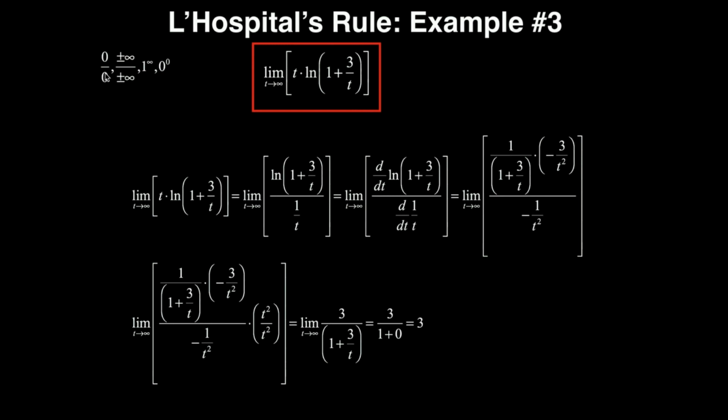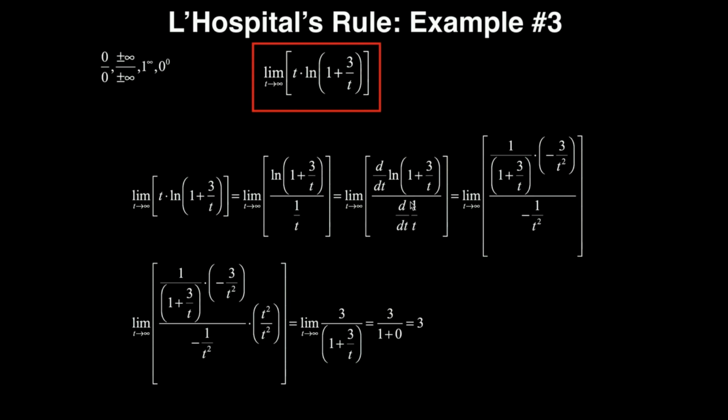Now I can apply L'Hopital's rule. And here are some somewhat complicated derivatives, I guess you could say, but it's still very doable. Let's do the derivative of the numerator. Derivative of natural log is just 1 over the argument of the log, so 1 over 1 plus 3 over t, times the derivative of the inside function of the log. So remember, 3 over t is the same as 3 times t to the negative first. So if we take the derivative of that, we would have negative 3 t to the negative second, or negative 3 over t squared. Okay?